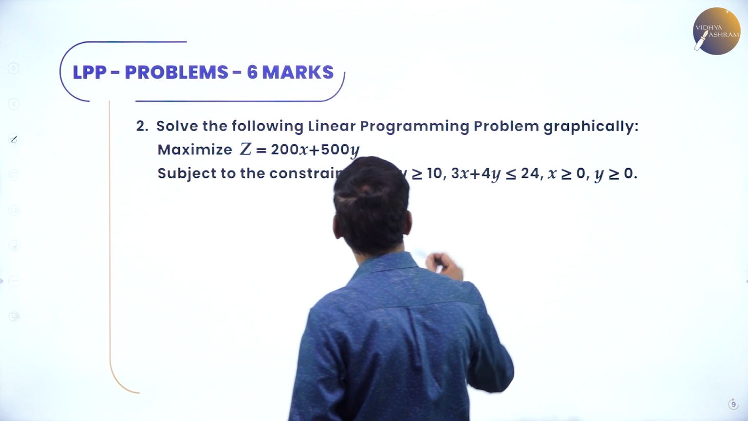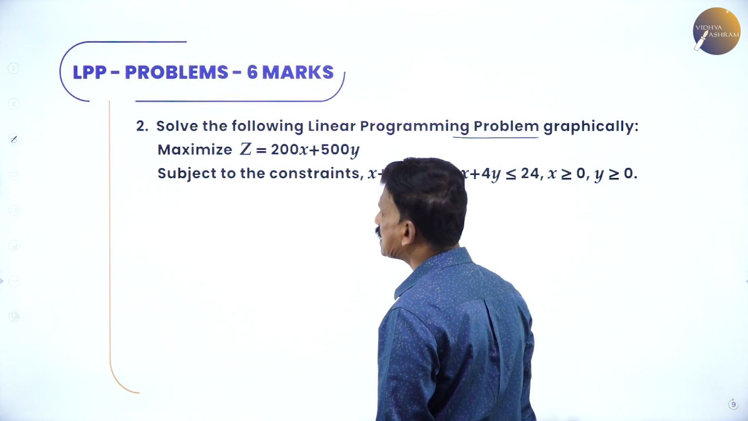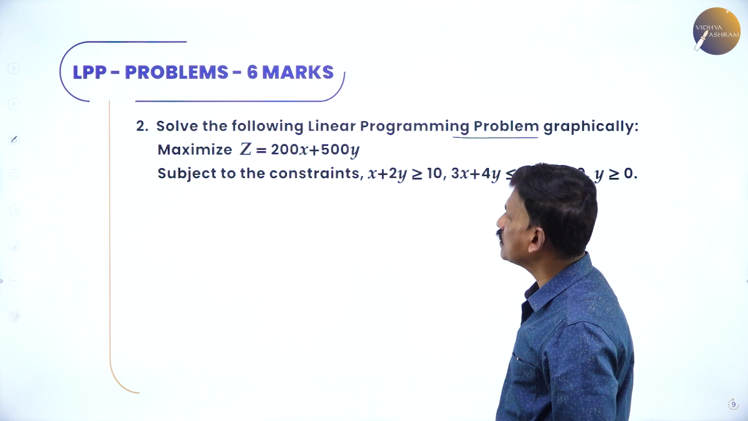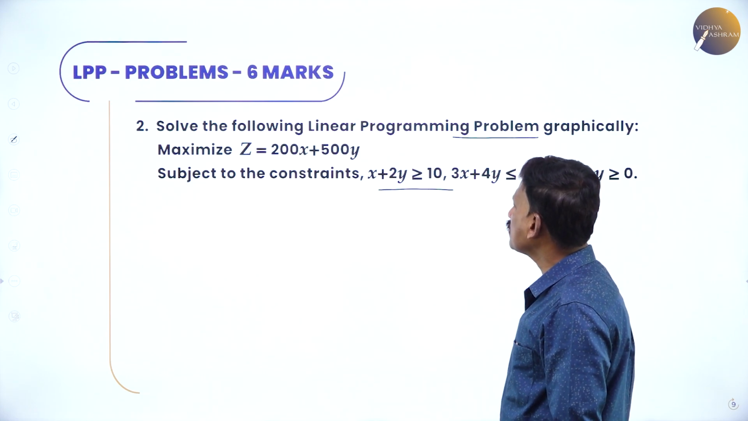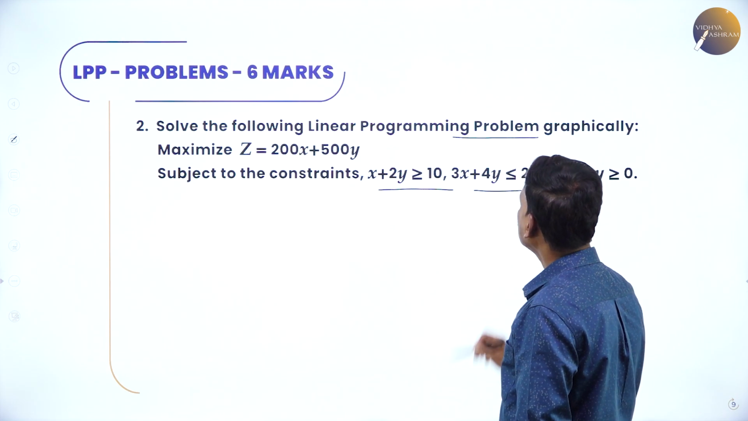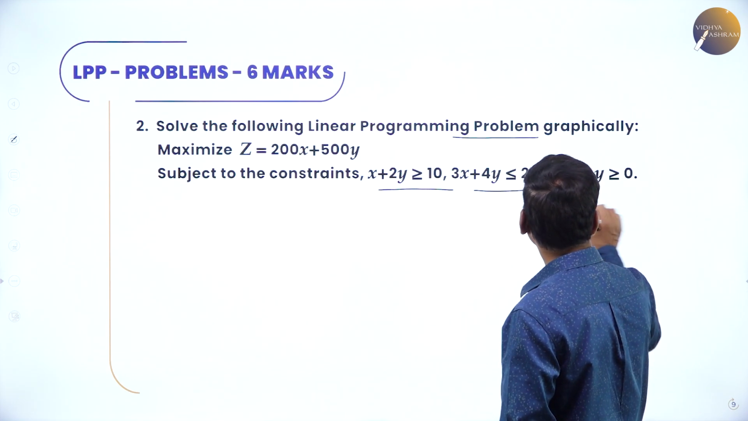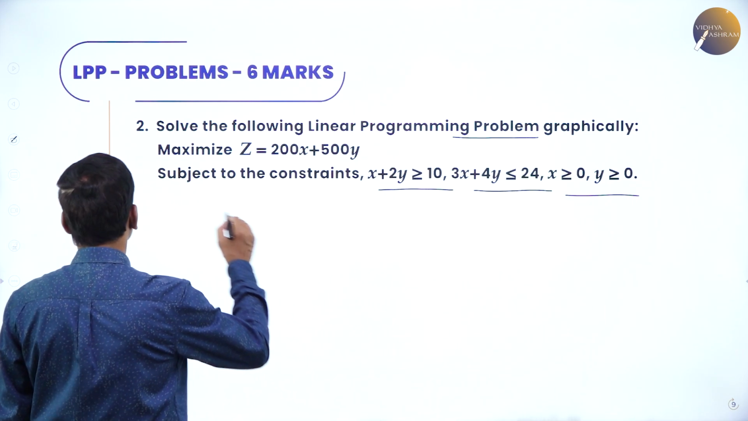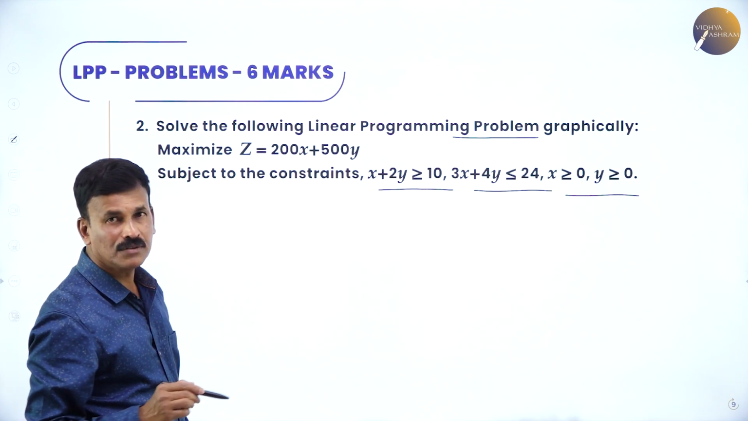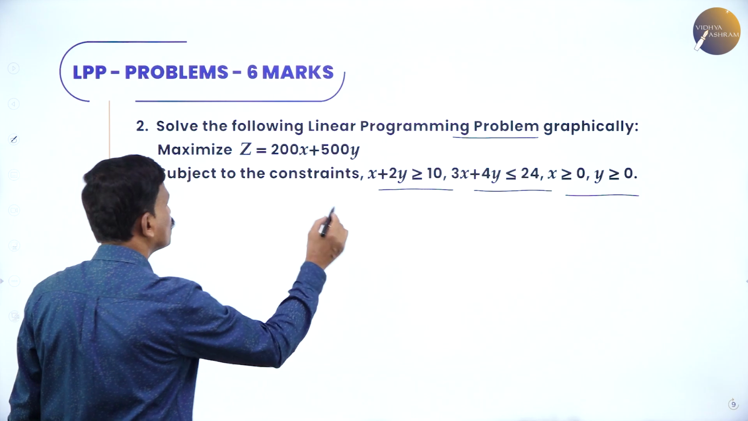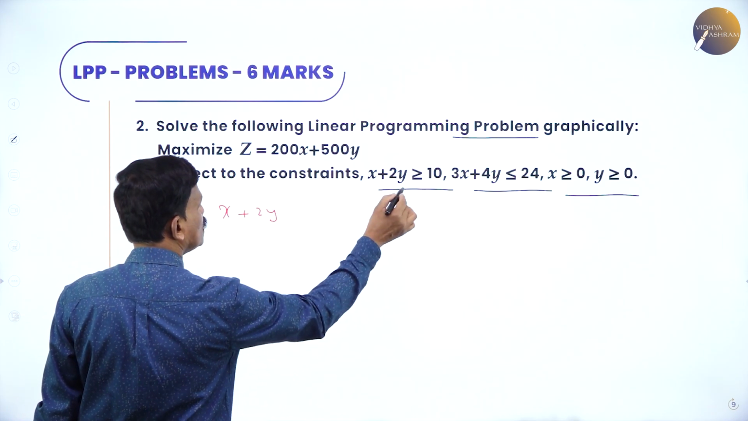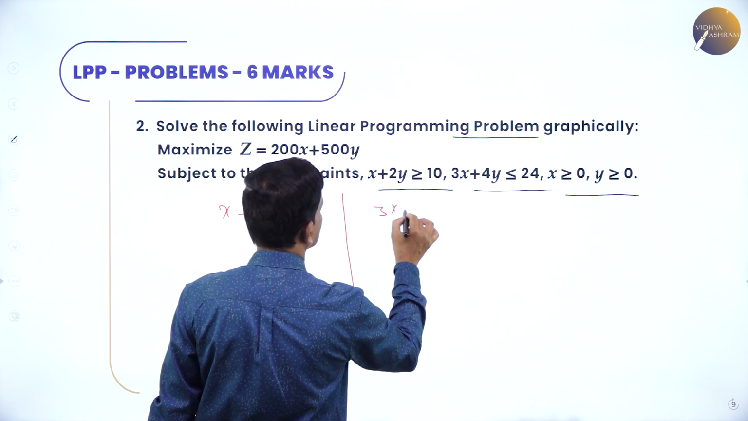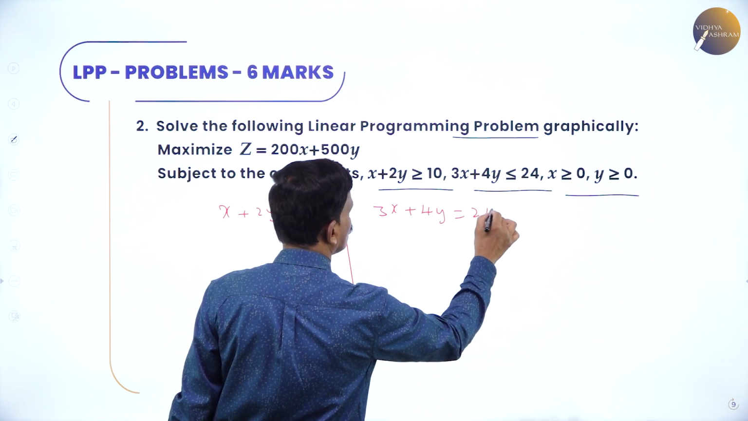Solve the following linear programming problem graphically. Maximize Z. This is also maximization of Z. Z is equal to 200x plus 500y subject to the constraints x plus 2y is greater than or equal to 10 and 3x plus 4y is less than or equal to 24, and x and y greater than or equal to 0. Now just convert the inequalities into equalities first. The equations are x plus 2y is equal to 10, and the second equation 3x plus 4y is equal to 24.